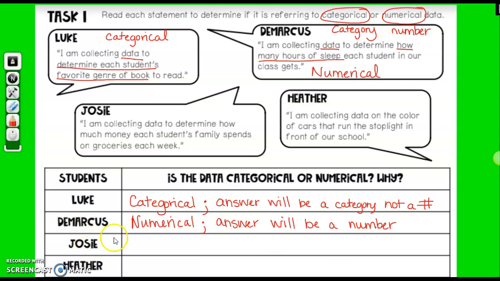All right, so let's move on to Josie. Josie says, I am collecting data to determine how much money each student's family spends on groceries each week. So again, let's go back to our two types. You've got categorical or numerical. Are you going to answer this question, how much money your family spends on groceries each week, with a number or a category? It should be a number. We spend $1 million each week. So numerical, your answer will be a number.